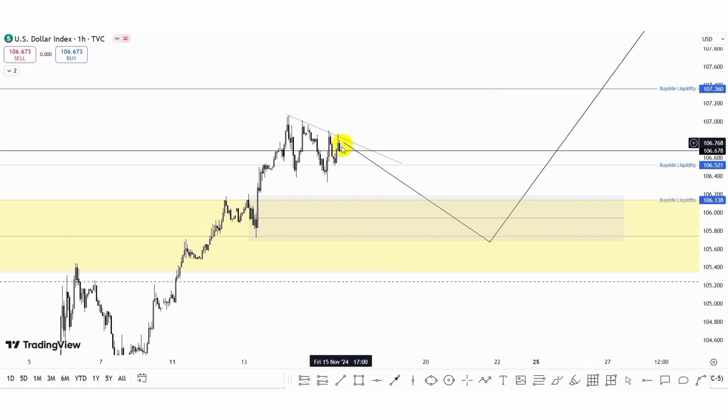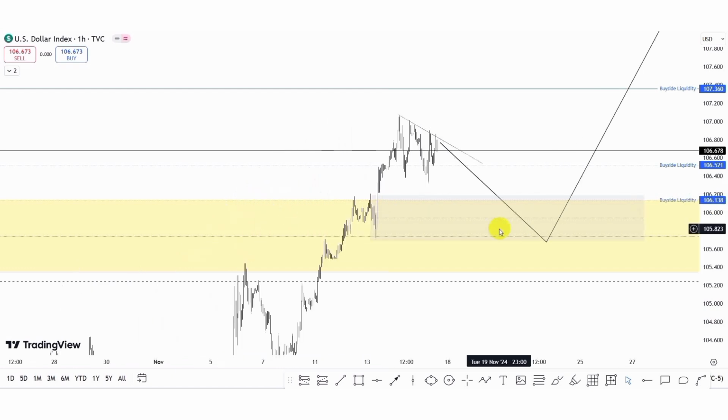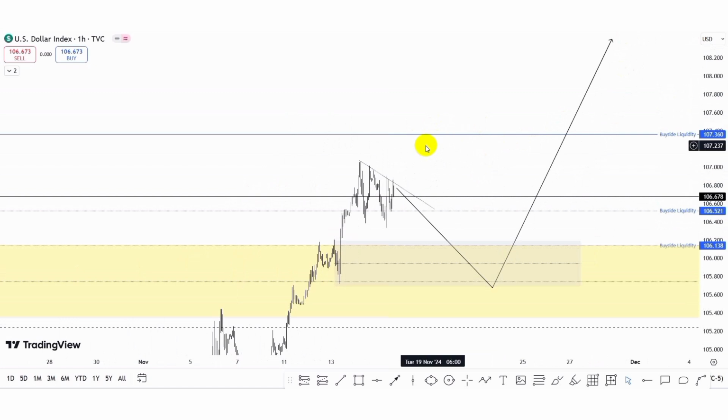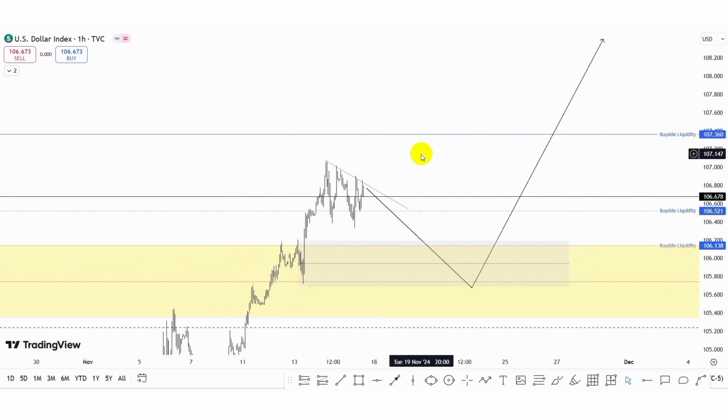So we could see how price would dip lower into this 4-hour order block, which in the 1 hour we can see this institutional order flow, and we can see the fair value gap, and then we can have the continuation of price to the upside to take out our external buy side liquidity.